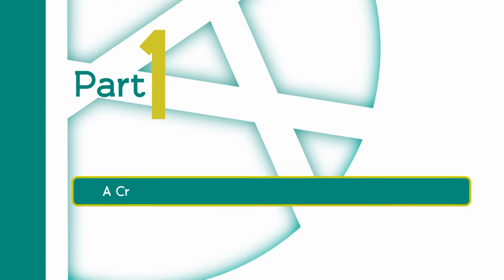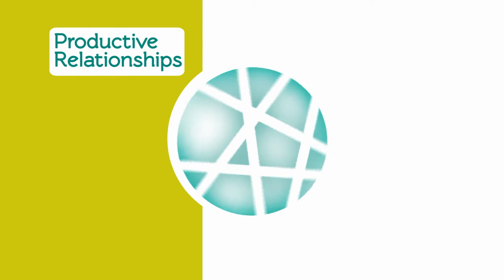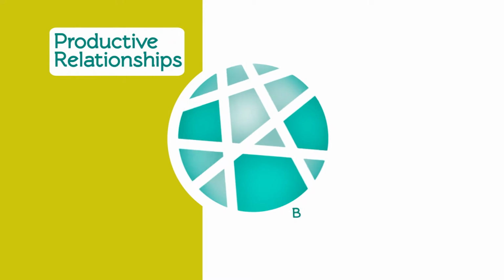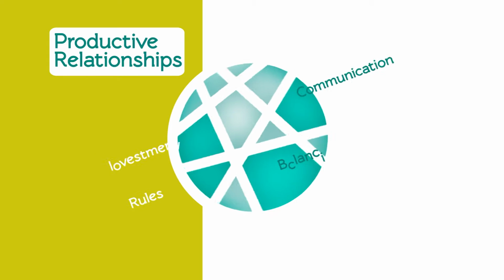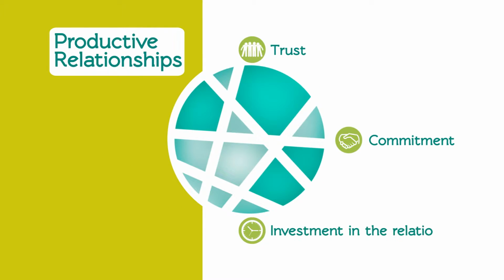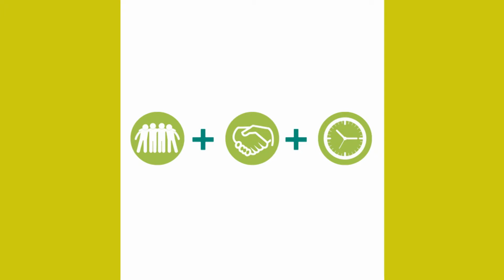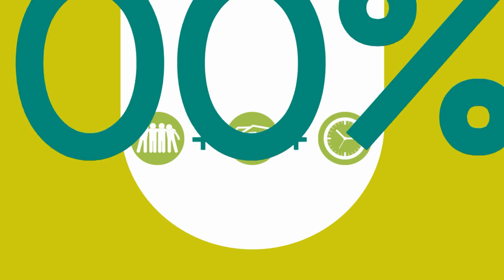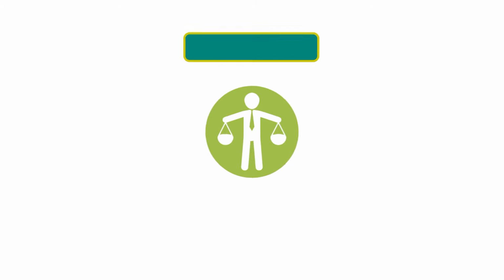Part 1. The CreaLab must generate productive human relationships. In order to make these relationships more productive, we basically need a recipe with 4 ingredients: balance, rules, communication, and investment, with which we create a salad which encapsulates trust, commitment, and investment in the relationship. Therefore, the fresher, healthier, and tastier the original ingredients, the better it tastes, and the sooner it will reach 100% of its operational capacity.